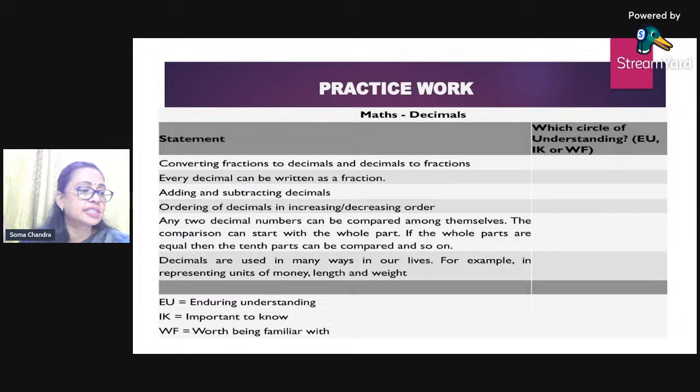Ordering of decimals in increasing or decreasing order, they should know. Any two decimal numbers can be compared among themselves, they should know. And worth being familiar with is that decimals are used in many ways in our lives. For example, in representing units of money, 3 rupees 50 paisa, length and weight.